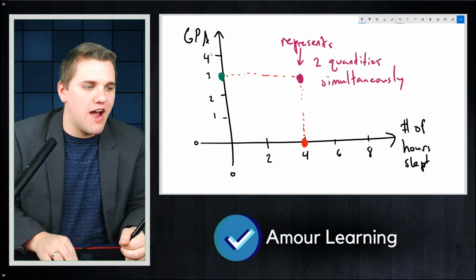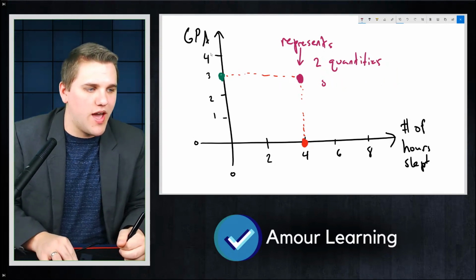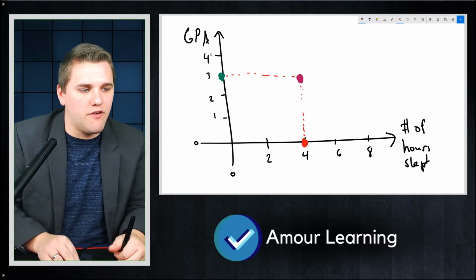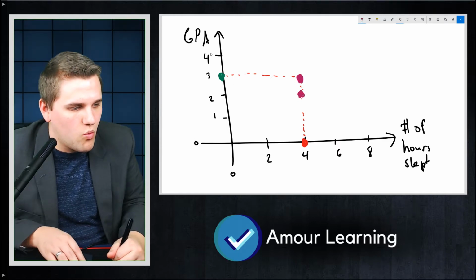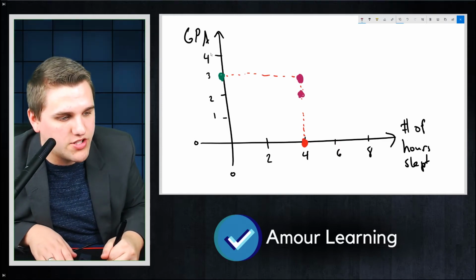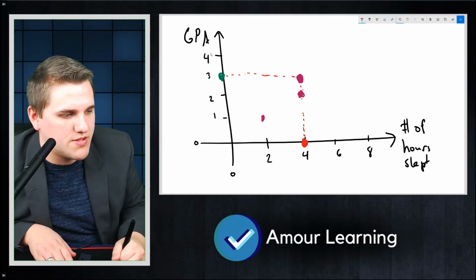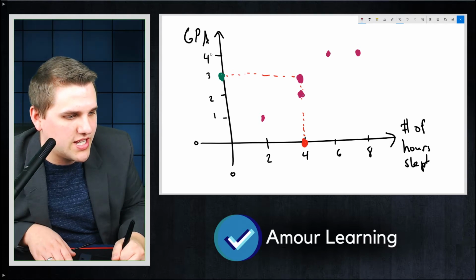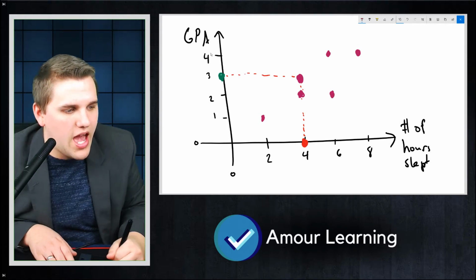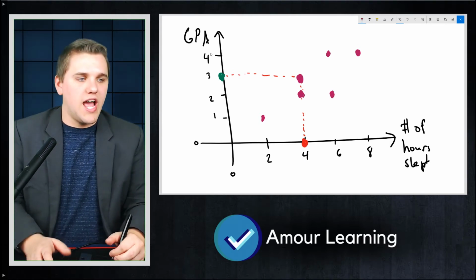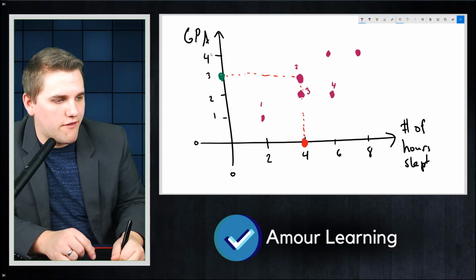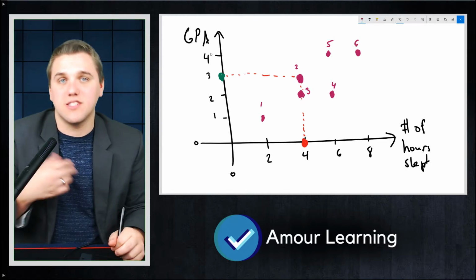And we can do this for every single subject. For example, we have someone else who also slept 4 hours, but got a GPA of 2.0. We had someone else who slept maybe 2 hours and got a 1.0. Maybe someone who slept 6 hours and got a 4.0. Someone who slept 8 hours and got a 4.0. Someone who slept 6 hours and got a 2.0. And let's say this is our sample. And so in total, we measured 1, 2, 3, 4, 5, 6 subjects.